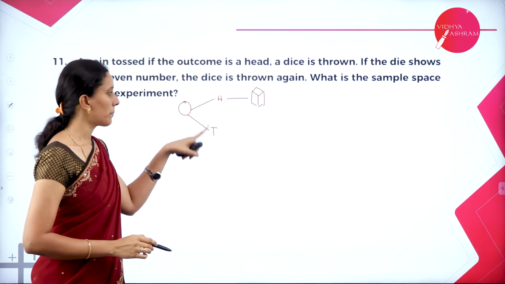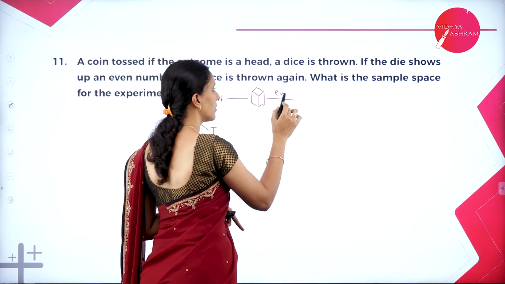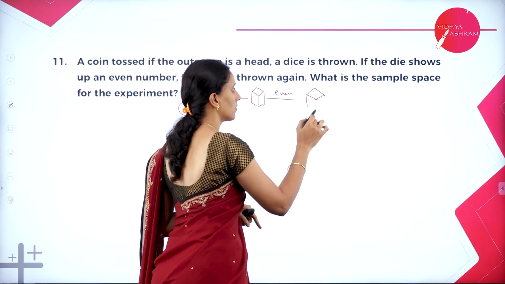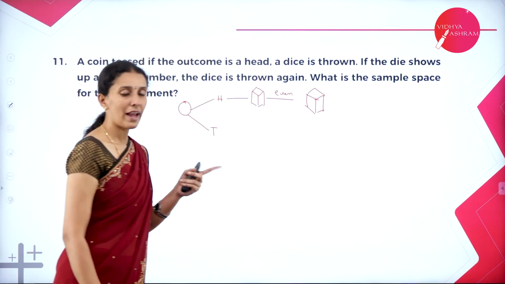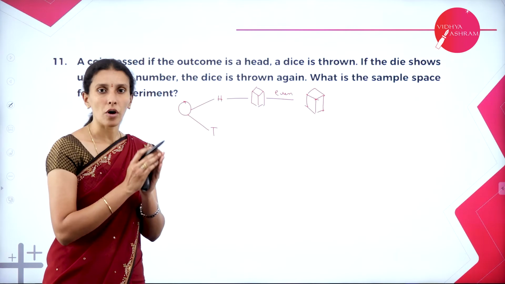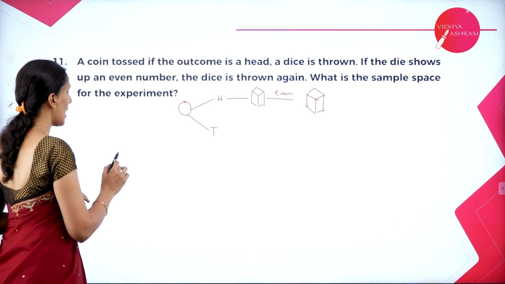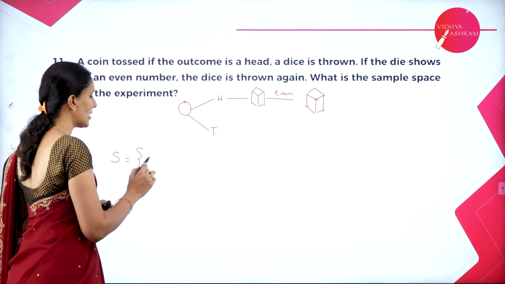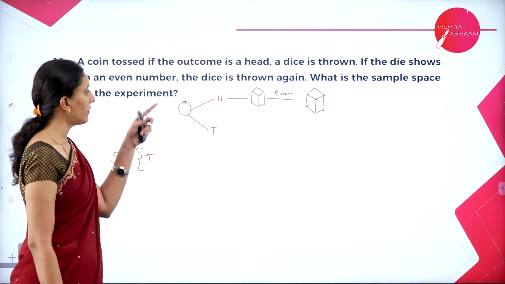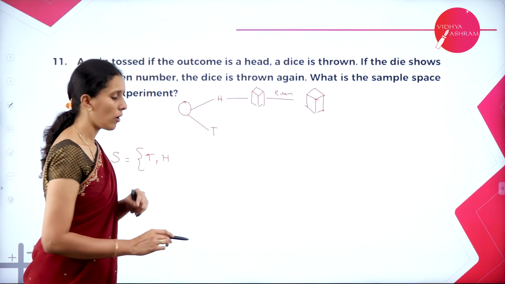So we can write the sample space with the combination of head. If it is even, it is thrown again. Then we have to write the possibilities. If it shows tail, we can stop there only. So let us see the possibilities of the experiment. If the coin tossed gets tail, we can stop the experiment. If it shows head, we will roll a die. Then what are the combinations?